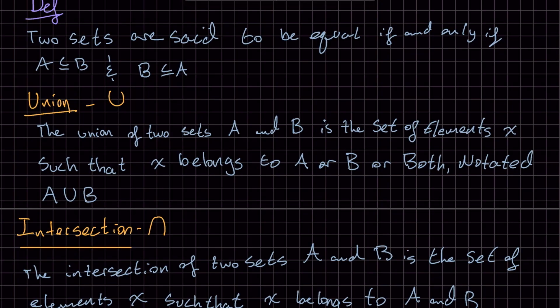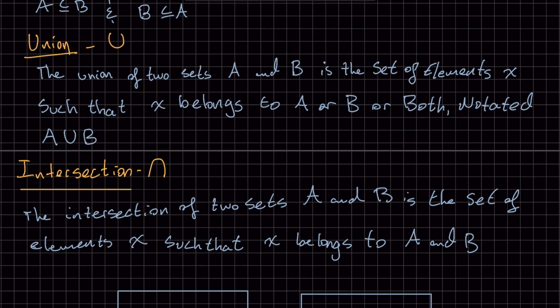Union, denoted by this big U. The union of two sets A and B is the set of elements X such that X belongs to A or B or both, notated A union B. This just means there's the set that has every element of A, or every element of B. So it contains all elements of both.